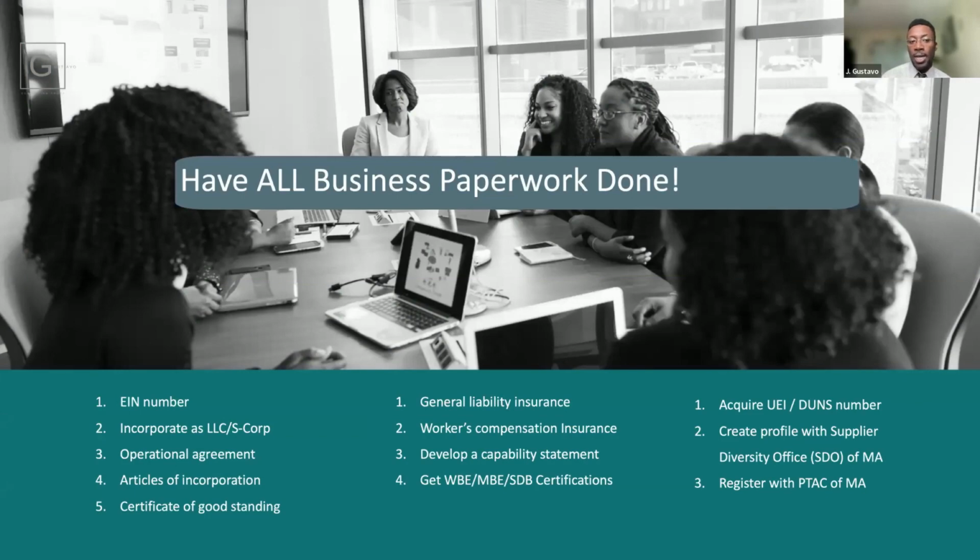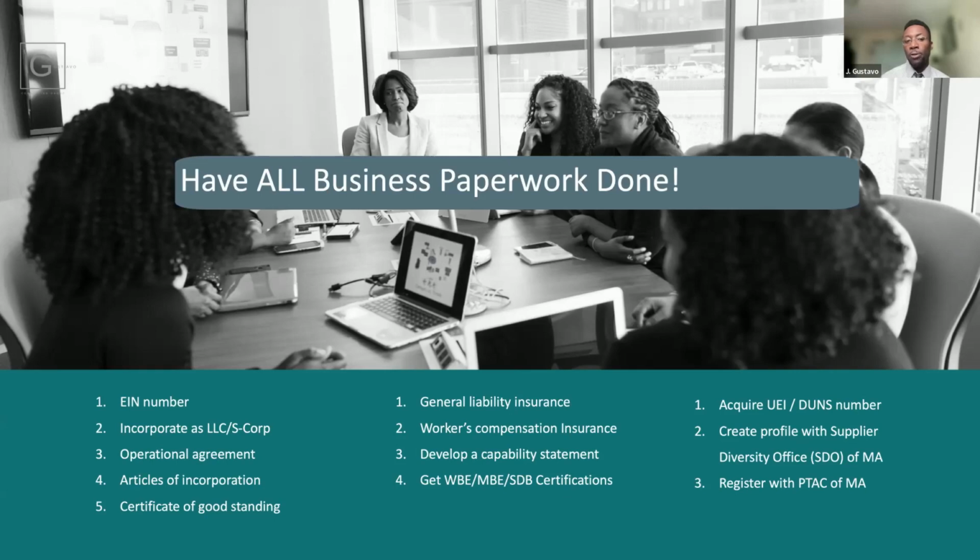You want to make sure you have your EIN number. You want to make sure that you've been incorporated as an LLC or as an S Corp, right? You want to make sure that you have your business's operational agreements. You want to make sure you have your articles of incorporation and also your certificate of good standing, which is required. In column 2, you have other documents and paperwork that you need to have in place.